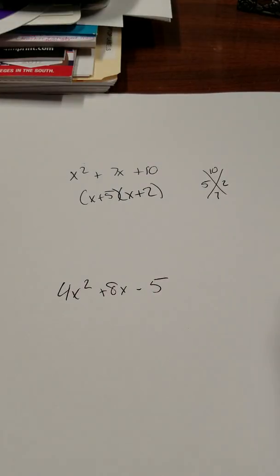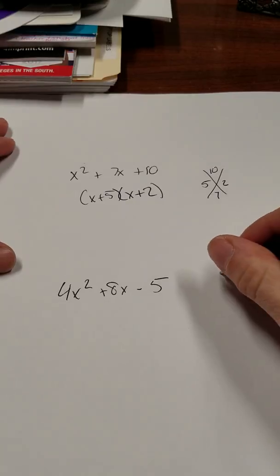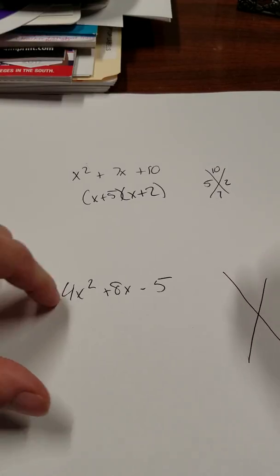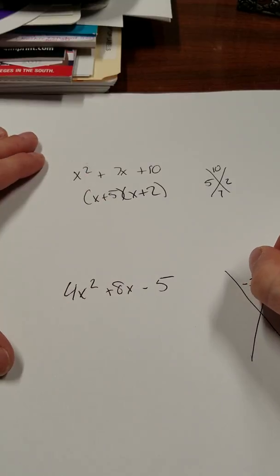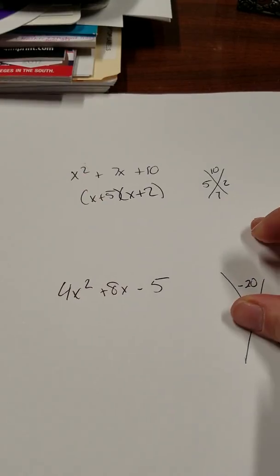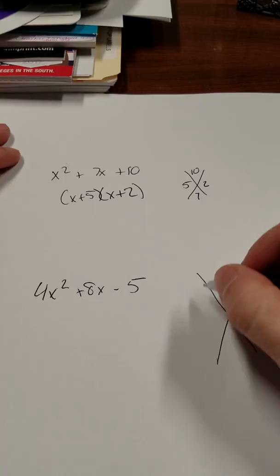Alright, so now all of a sudden there's a leading coefficient. That throws a lot of you into a tailspin, not quite sure what to do. So here's what you're going to do with a problem like that. 4 times negative 5 is negative 20. And we're looking for something to add to give 8.